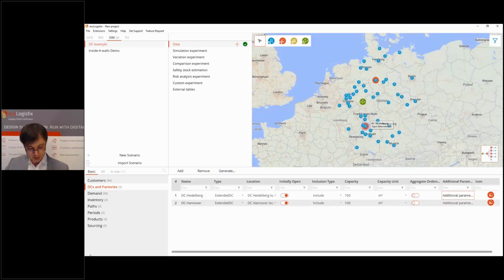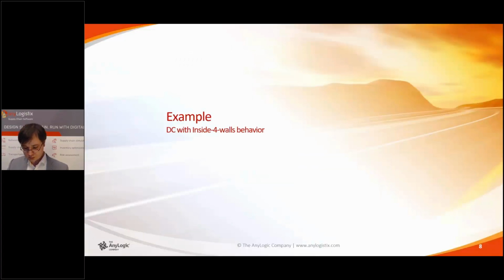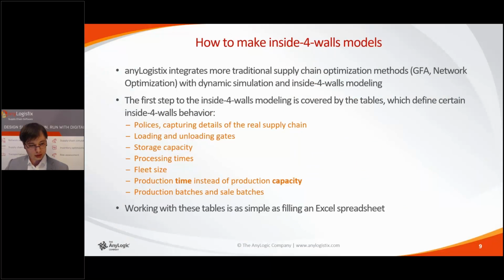Okay, so let's get back to the presentation. I hope at this point you already have an idea of what Inside-4-Walls models are. Now let's talk about how we build them. anyLogistix, our supply chain management tool, integrates a number of optimization methods, for example GFA, network optimization, transportation optimization, and dynamic simulation, including Inside-4-Walls modeling.